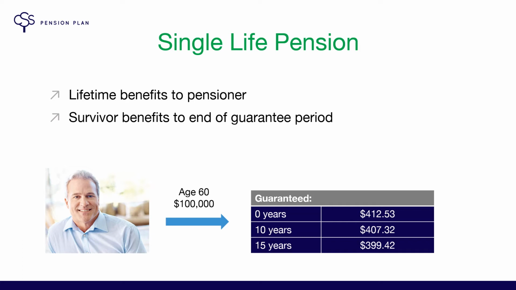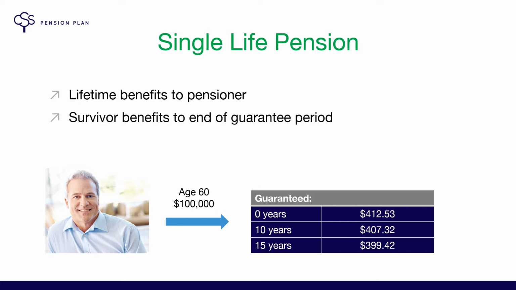A single life pension guaranteed 0 years or with no guarantee will provide a lifetime pension to you for as long as you live. However, once you pass away, the pension stops. In other words, the pension dies with you.